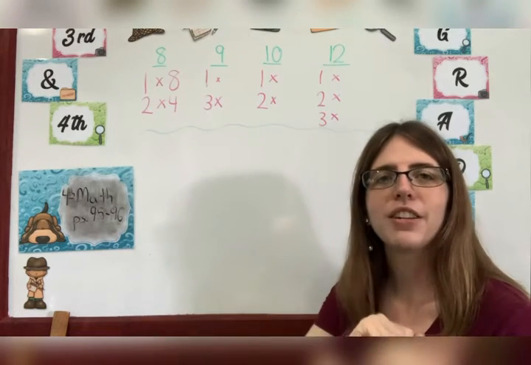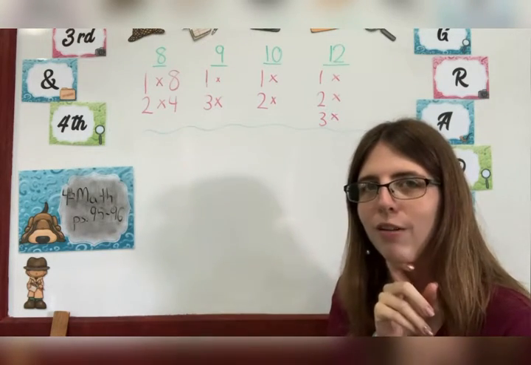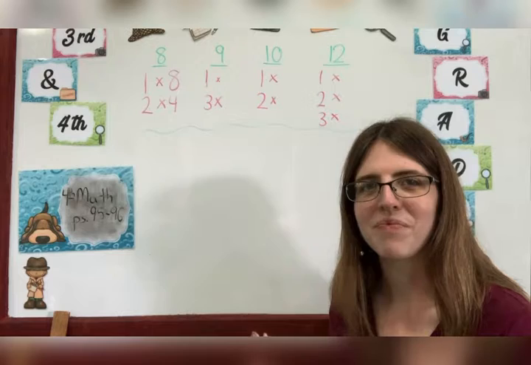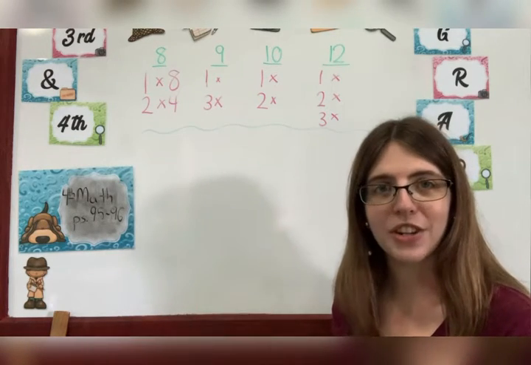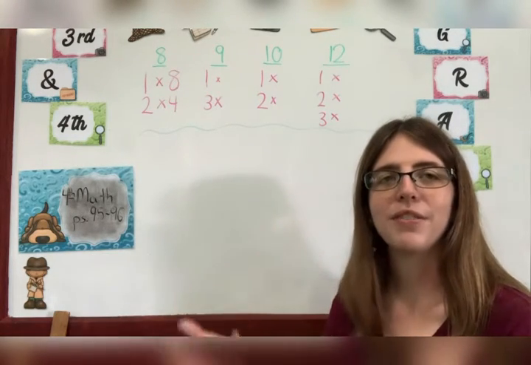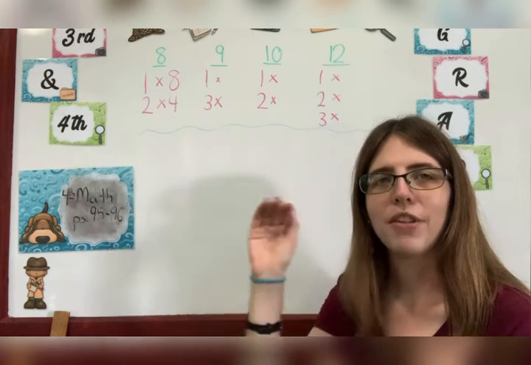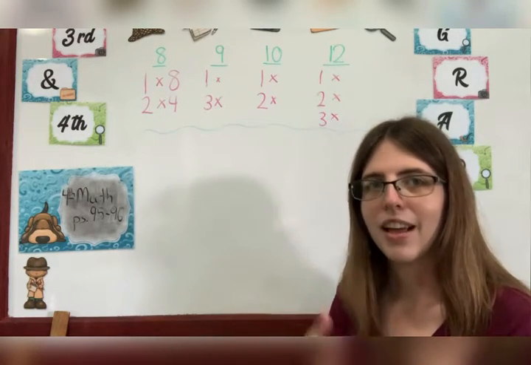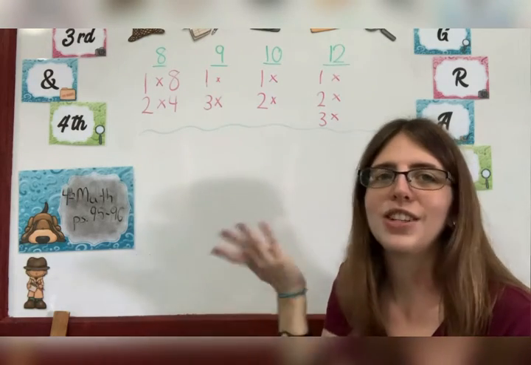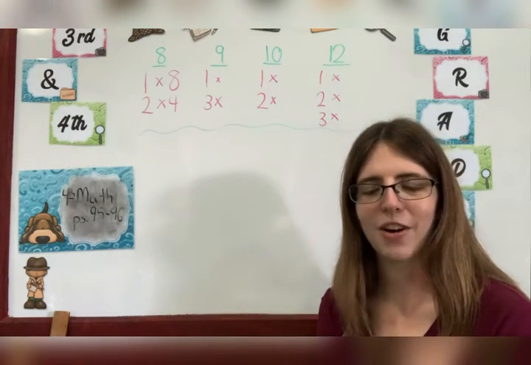If I tried to divide 15 by 4, what would happen? I would get a remainder. 4 goes into 15 3 times. 3 times 4 is 12. 15 minus 12 is 3. So you have a remainder of 3. So 4 could not be a factor.